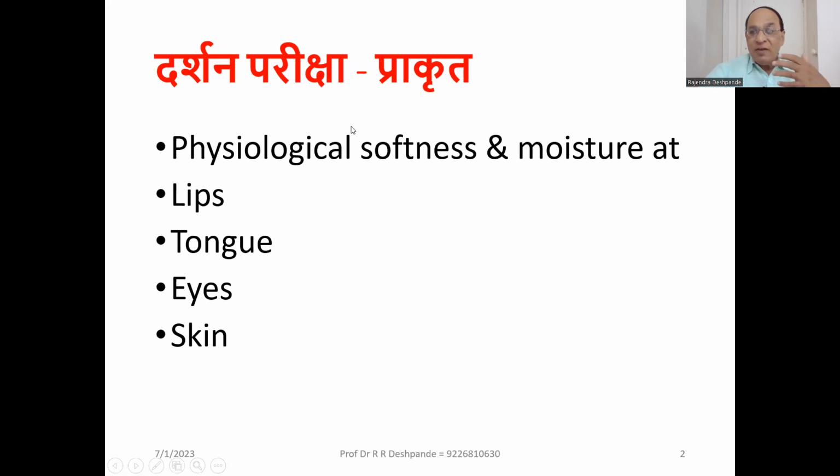First is Darshana Pariksha, that is physiological aspect. You must check the physiological normal softness and moisture. How much is the dravata there? Whether they are looking a little bit soft and with some moisture, or they are totally dry. You have to see the lips, the tongue, the eyes, and the skin. So these are the 4 organs where you can understand the water and electrolyte balance in our body. Udakvaha Srotas, I personally believe, is related with the water and electrolyte balance or the homeostasis in our body.